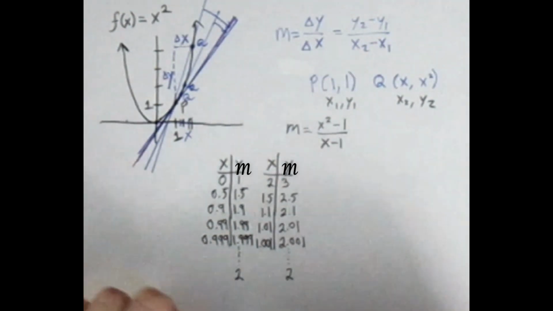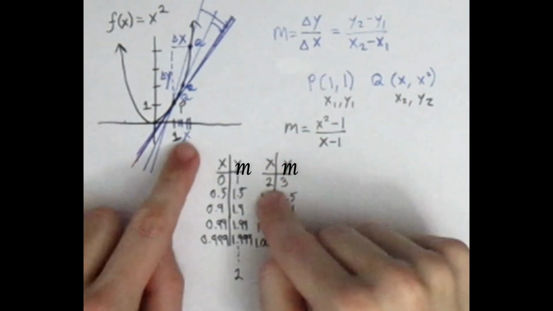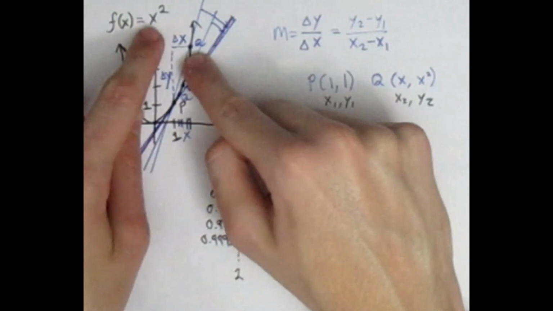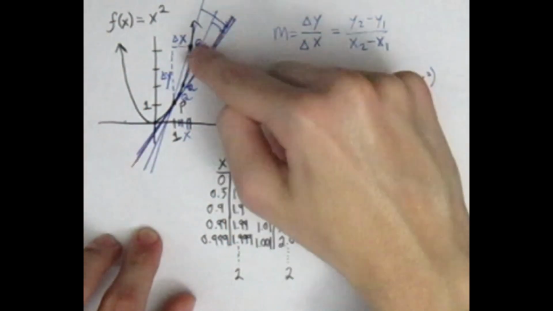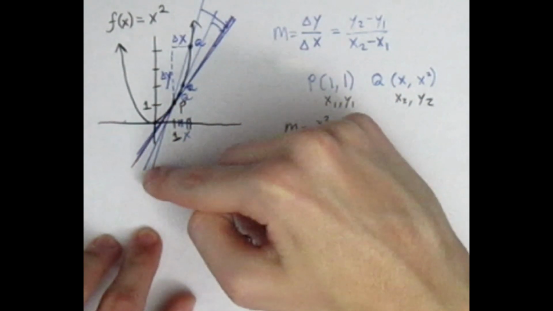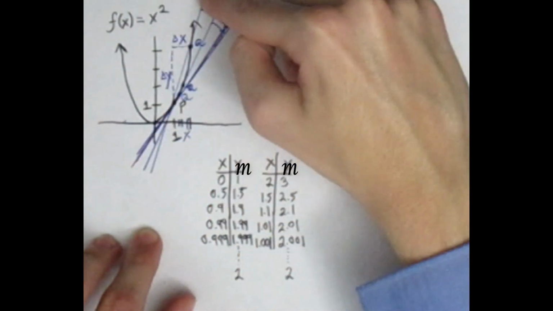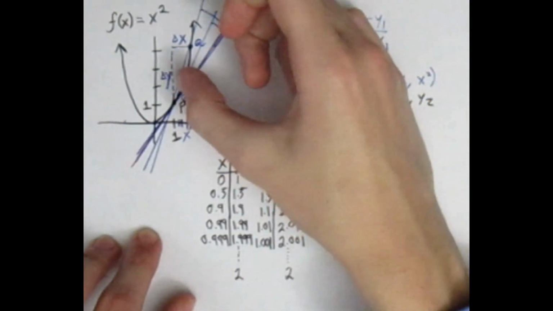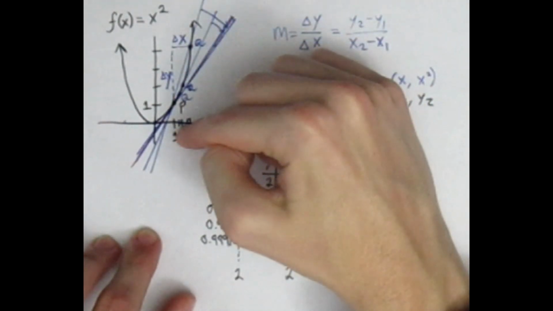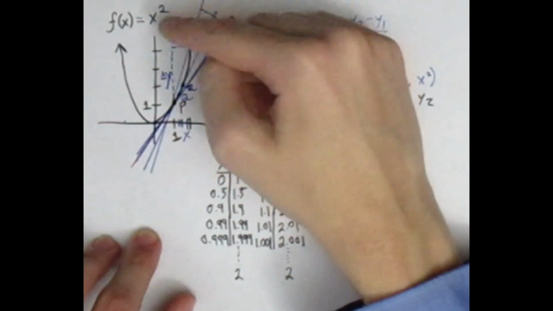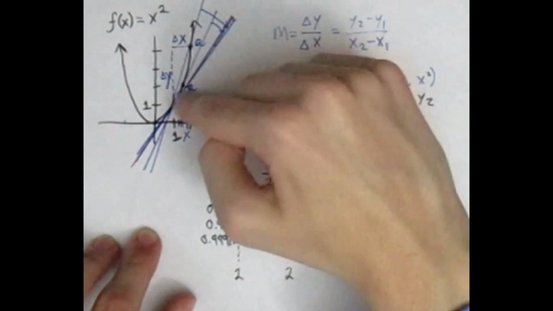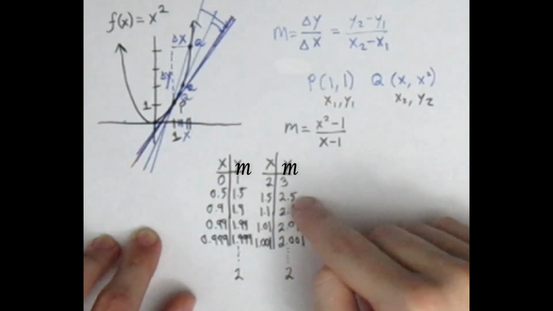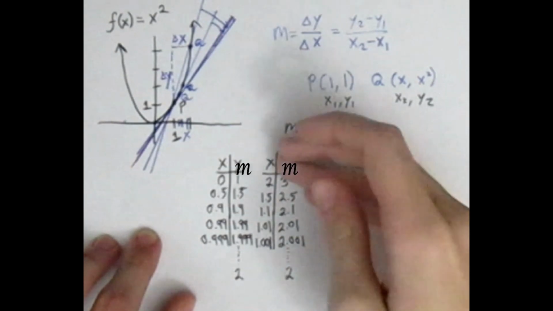So let's see what we're doing. When we choose our x value to be 2, the corresponding y value is going to be 2 squared, or 4. When you connect 2, 4 with 1, 1, it's going to create a secant line with the slope of 3. If we choose our Q to have the x value of 1.5, we plug it into the equation. The corresponding y value should be 2.25. That's going to create a secant line with a slope of 2.5, and so on.